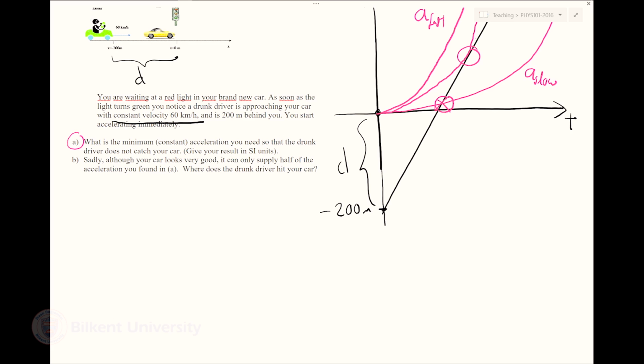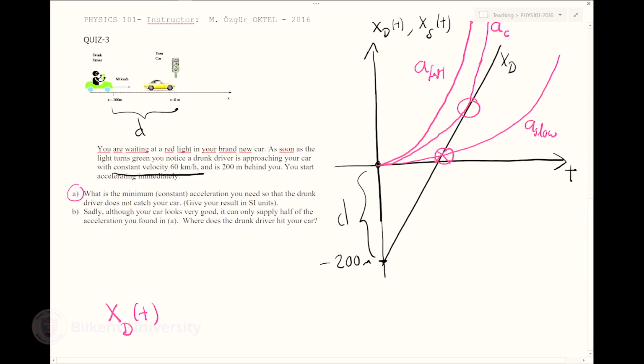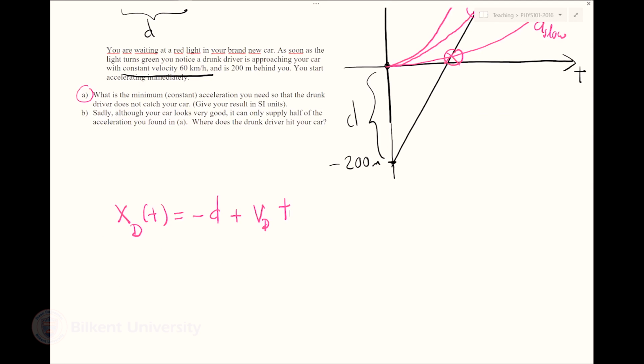So let's write the position of the drunk driver as a function of time. I already called this distance d, so I'll call that minus d. And let me call the velocity of the drunk driver v drunk, plus v drunk times t, right? So that will be the position of my drunk driver. Is everyone agreeing with me? This is just motion with constant velocity. This is the time to ask questions if you don't understand.